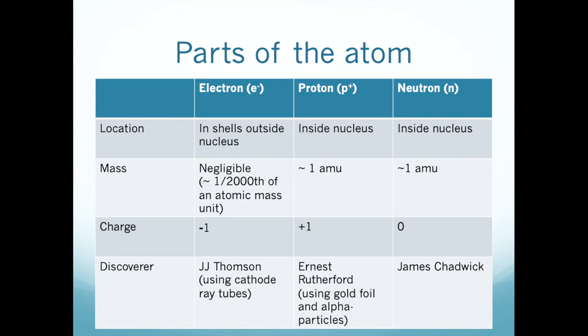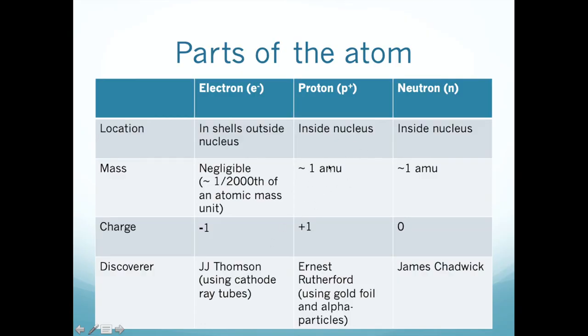The key things to remember: electrons are really, really tiny and light particles. So light that we're going to treat them as having no mass. They're negligible in mass. But the key thing is that they are negatively charged. An electron has a charge of -1. And as I pointed out, J.J. Thomson discovered them using cathode ray tubes.